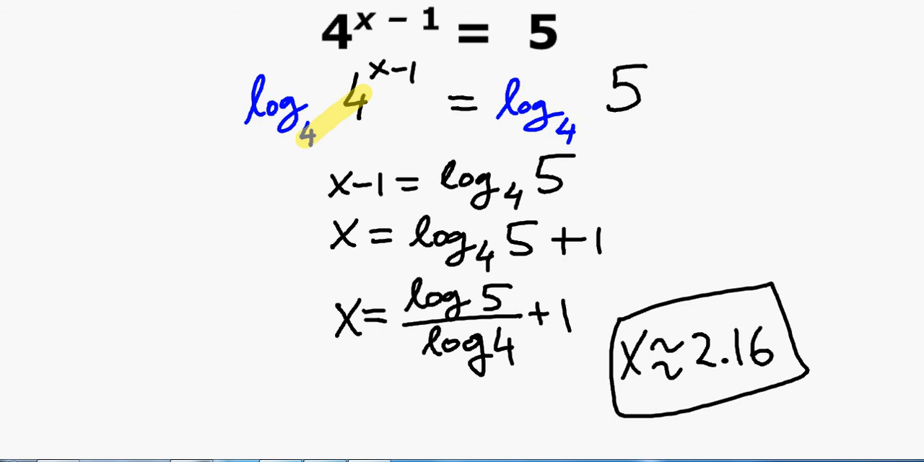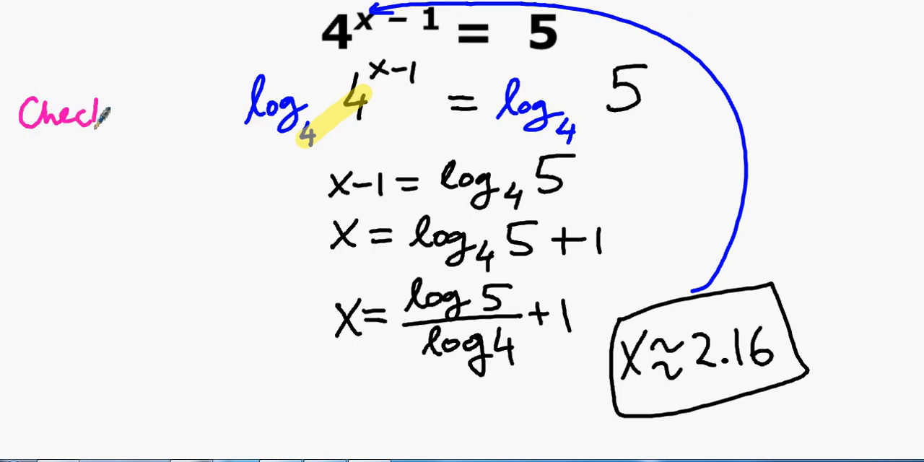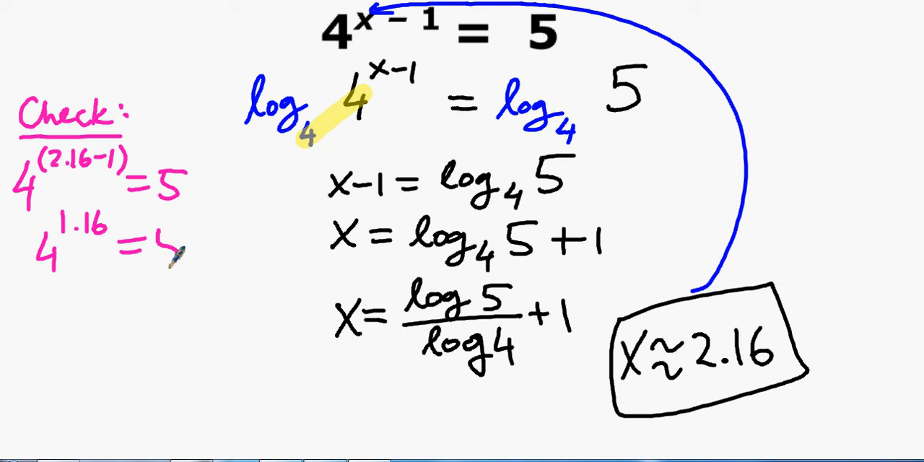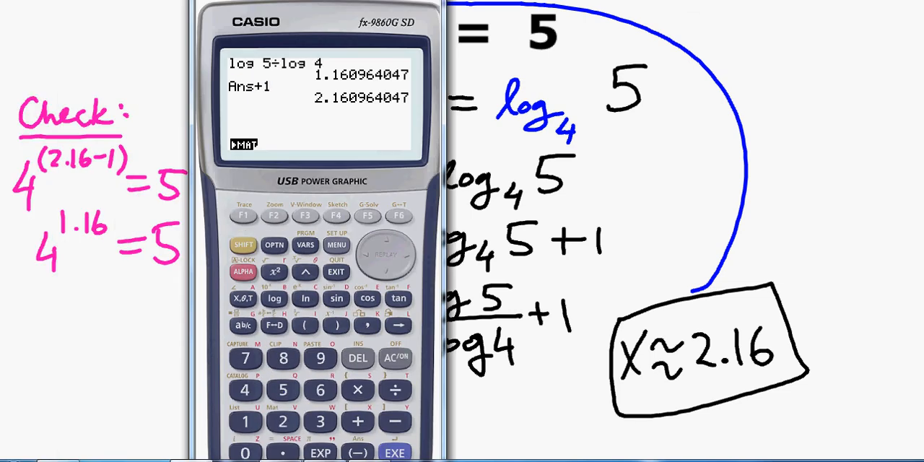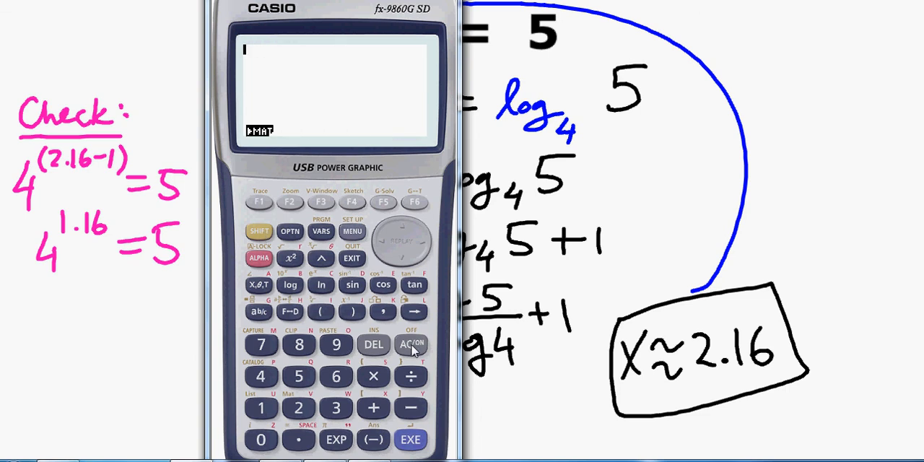And if you want to check, you can take that x, plug it back in here. So to check, we can say that 4 to the power of 2.16 minus 1 should equal 5. So 4 to the power of approximately 1.16 should equal 5. Let's double check. So we got 4 to the power of 1.16, 4.99, so it's very close to 5.